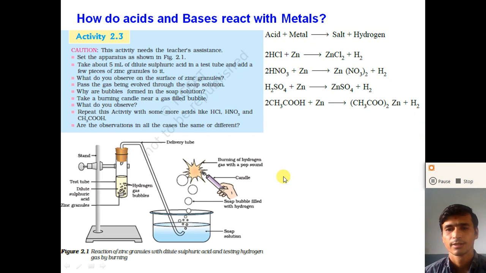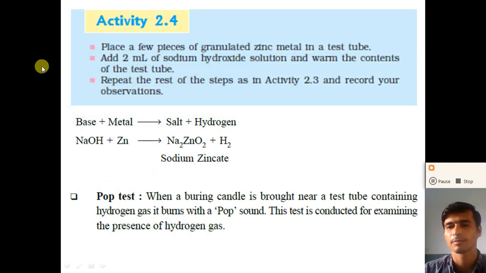Now dear student, we will understand how bases react with metals with the help of an activity. Activity number 2.4: place a few pieces of granulated zinc metal in a test tube and add 2 ml of sodium hydroxide solution. Here, we know that sodium hydroxide is a base. So take granulated zinc metal in a test tube, add 2 ml of sodium hydroxide solution, and warm the contents of the test tube. Repeat the rest of the steps of activity 2.3 and record your observations.